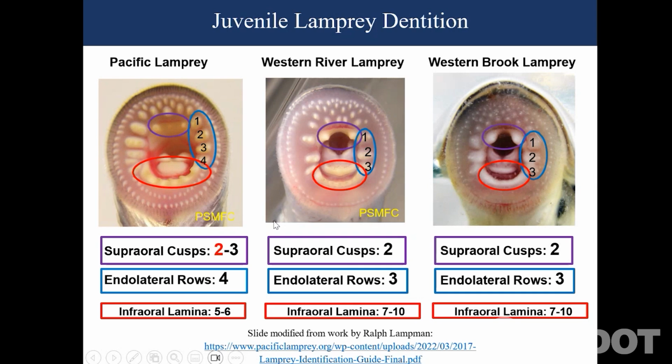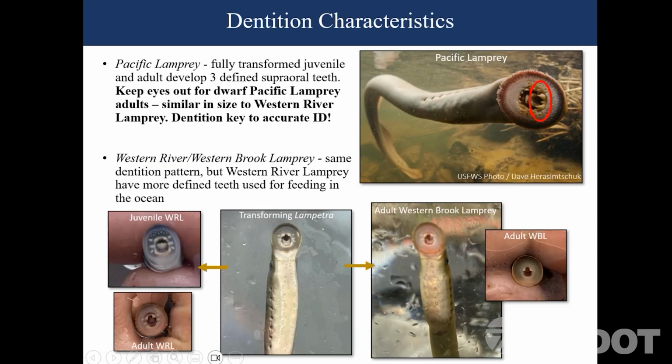The infraorals, again, I don't use them very often unless I really can't see any other teeth, but there's 5 to 6 of them for the Pacific lamprey, and there's 7 to 10 for the Lampetra. So here is a picture for that tridentatus. This is Pacific lamprey, and they've got this really distinct 3-teeth pattern. At the adult stage, that is usually a really good indication and easy to see, but they also will always have those 4 lateral teeth that can be used for identification.